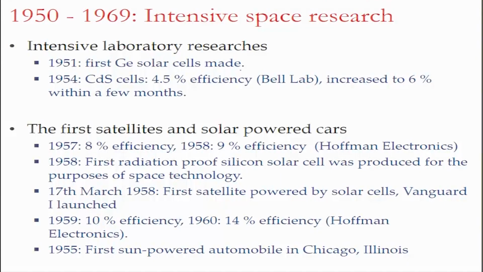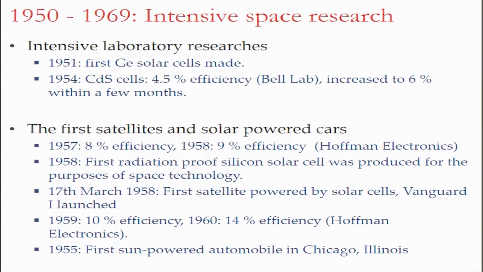If you had lower efficiency solar cells, you would need to put in more solar cells, which will increase the weight of the satellite. So, there was a lot of effort on making high efficiency solar cells so that satellites could remain powered up in space. In 1951 the first germanium solar cells were made, and in 1954 cadmium sulfide solar cells were made with 4.5% efficiency, which was increased to 6% in a few months. And then in the 1950s we have solar powered cars and satellites.